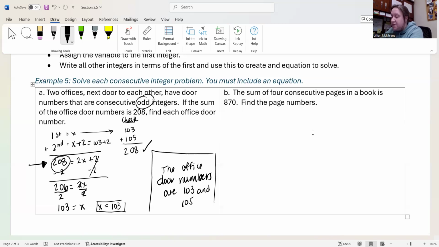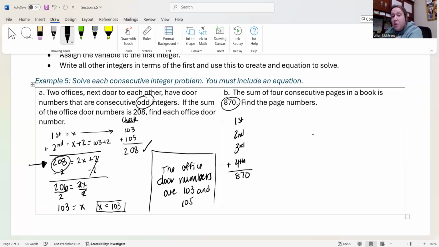So part B says the sum of 4 consecutive pages in a book is 870. Find the page numbers. So in this case, we're dealing with just plain old consecutive integers. You've got a page number, the next one, the very next one, and the very next one after that. So since I've got 4 page numbers, I'm going to say that I have first, second, third, and fourth. And I know if I add up these page numbers, it better equal 870.